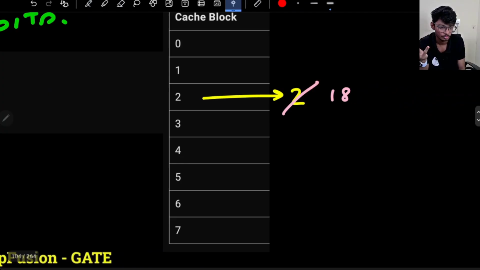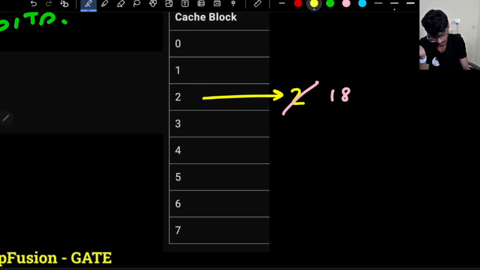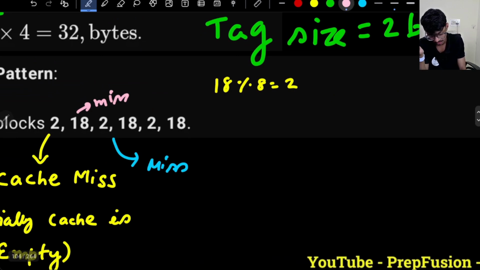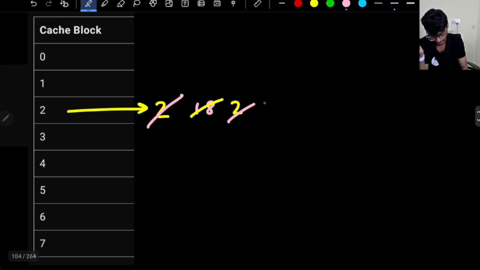I replaced it because the two blocks of the main memory were competing for the same block number in the cache memory. So again I will replace this by 2, and this will go on. Again I request 18, so again there will be a miss, and it will be replaced by 18.